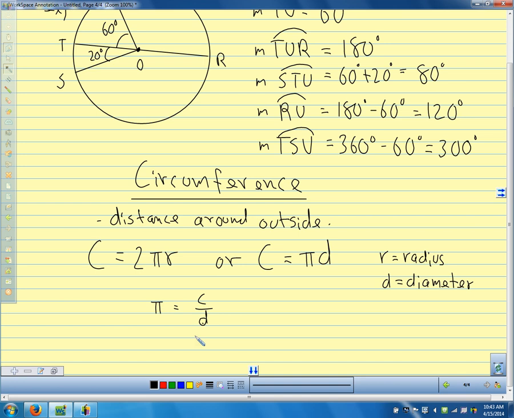Pi is an irrational number: the decimal digits go on and on forever without repeating. But it comes from finding the ratio of the circumference to the diameter of a circle.